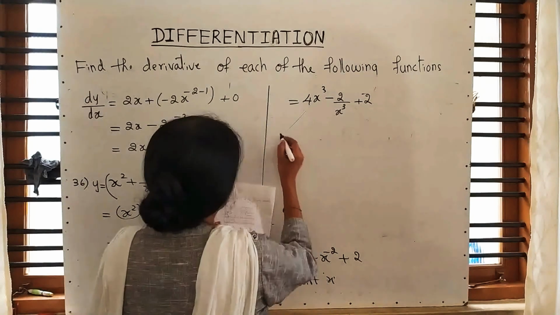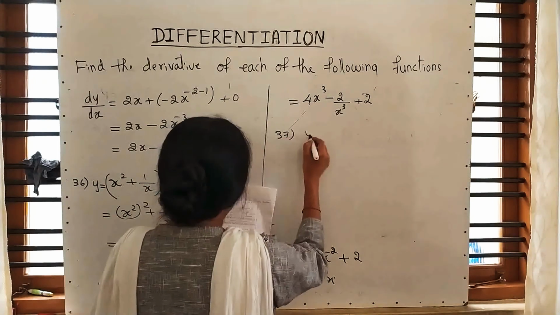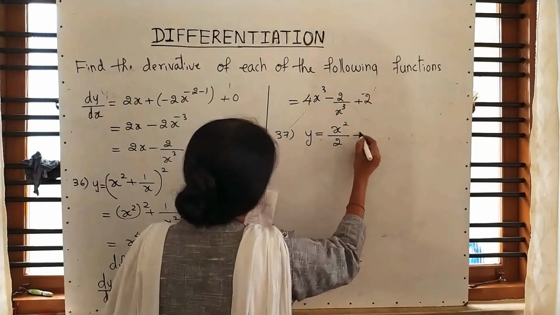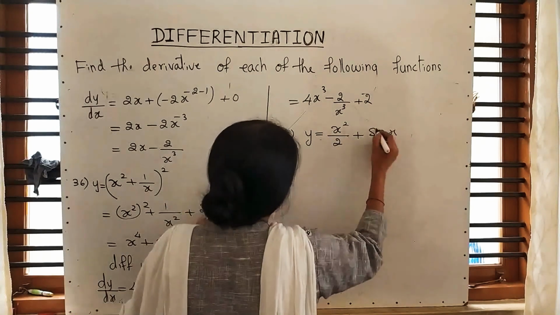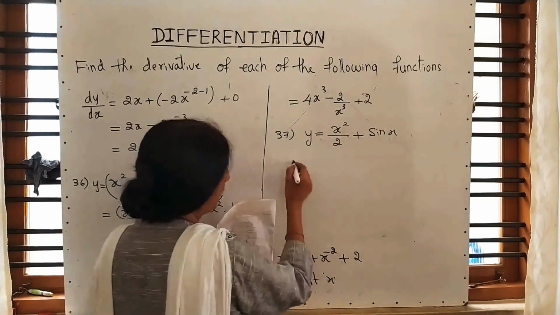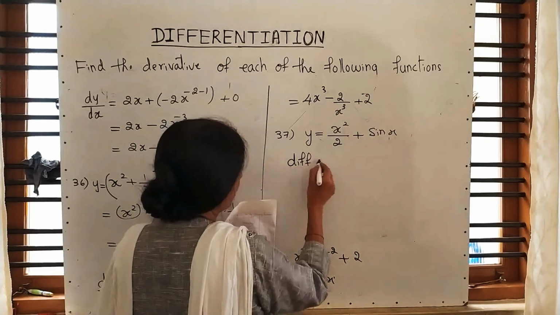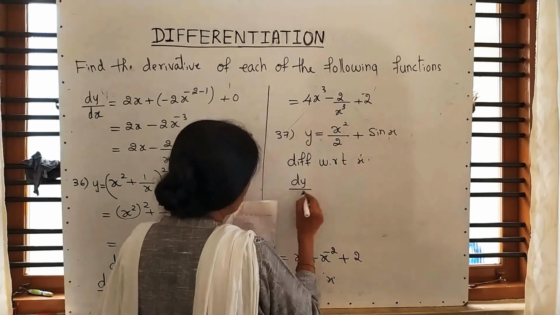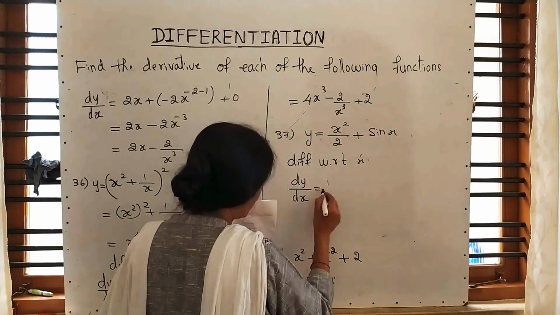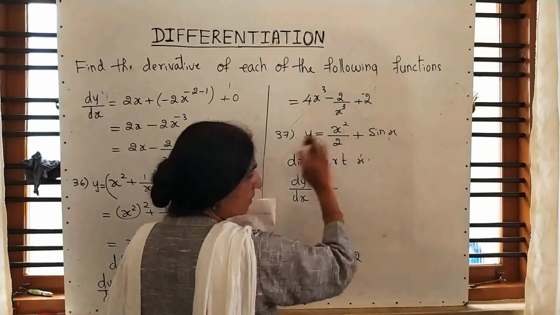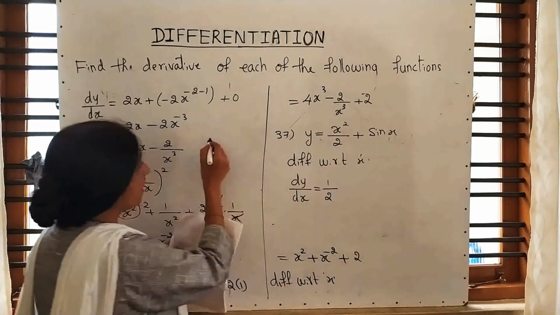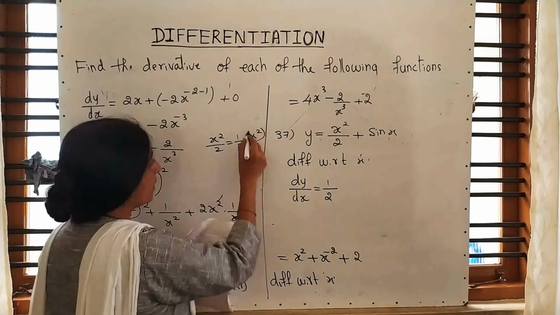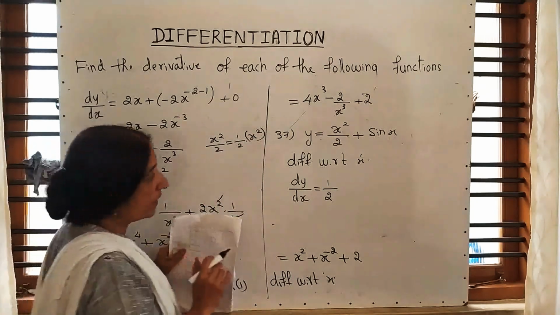Question number 37. y is equal to plus sin x. Middle which sign we have? Plus. Differentiating with respect to x. dy upon dx. I kept 1 by 2 as it is. Middle plus means they are separate. See, x square by 2, how you write? x square by 2 will be written as 1 by 2 into x square, correct or not? So I kept 1 by 2 as it is.